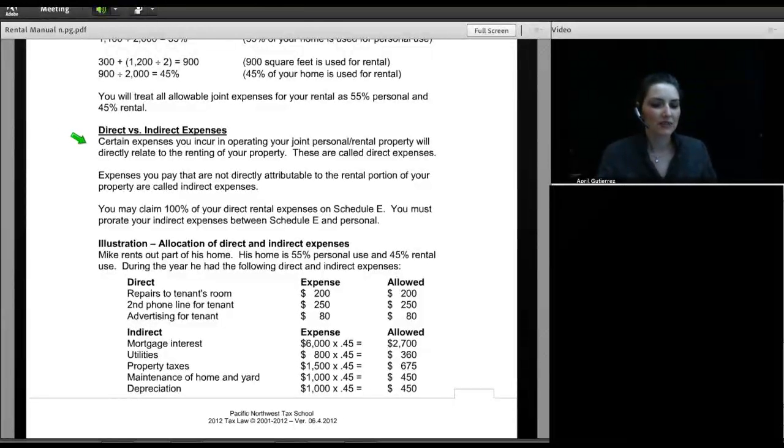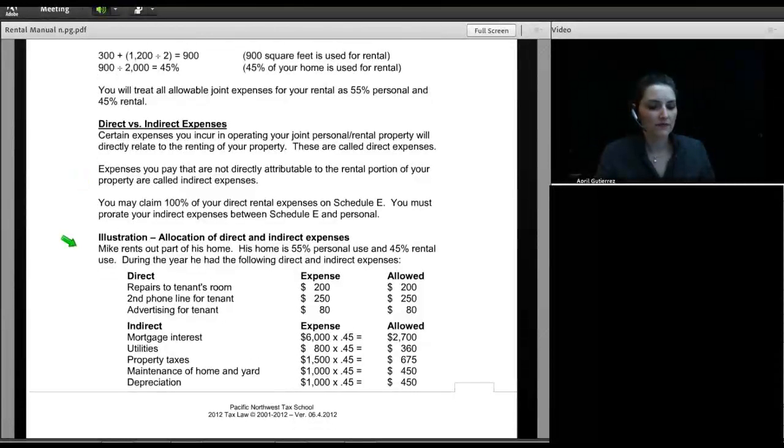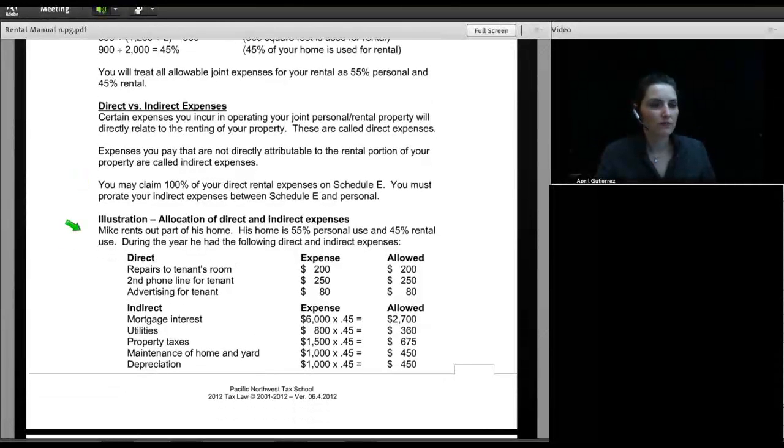Certain expenses you incur in operating your joint, personal, or rental property will directly relate to the renting of the property. Expenses you pay that are not directly attributable to the rental portion of your property are called indirect expenses. And I've got an illustration here of how these work. Indirect expenses are prorated based on the percentage of tenant use. Direct expenses do not need to be prorated and are deductible in full.